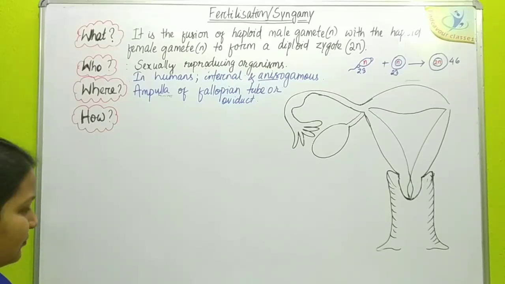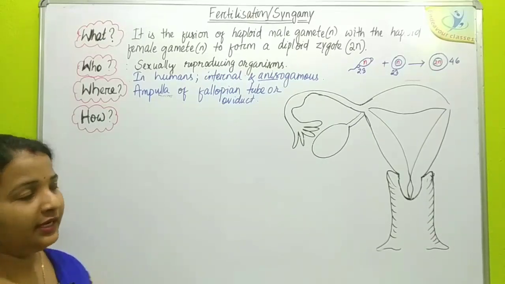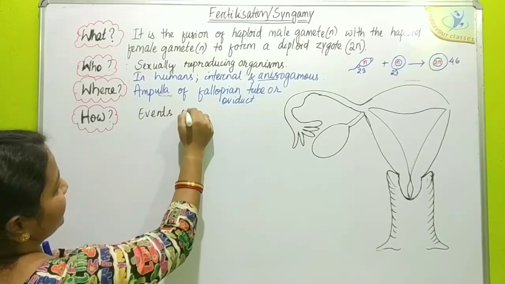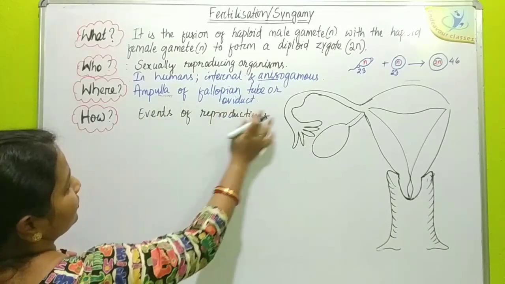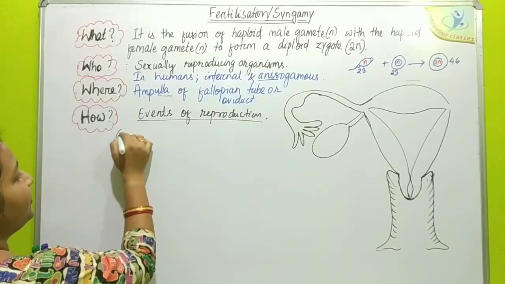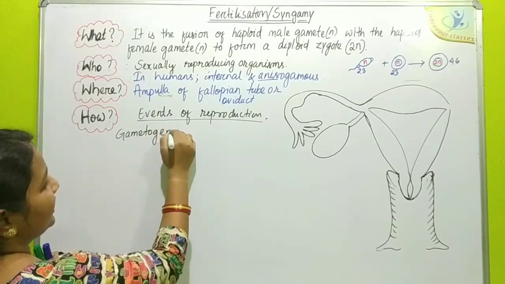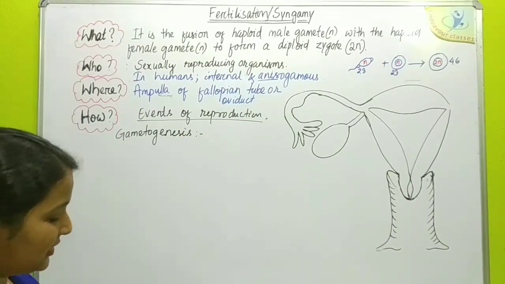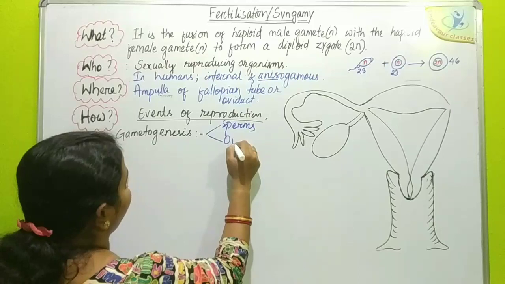So next we'll move to how fertilization occurs. We'll begin with the events of reproduction I have discussed earlier. Let me remind you of the events of reproduction. So reproduction begins from gametogenesis. Gametogenesis is the process of production of gametes. So in case of humans, spermatogenesis is the male gametogenesis process and oogenesis is the female gametogenesis process, as a result of which we get sperms and ovum.